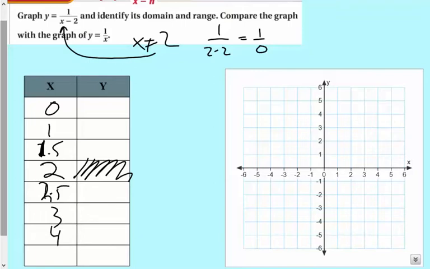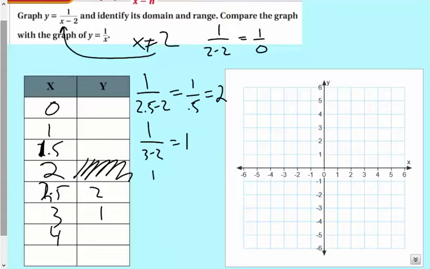Okay, let's plug in some numbers here. 1 over 2.5 minus 2 is 1 over 0.5, or 1 over half, which is 2. 1 over 3 minus 2 is 1 over 1, which is 1. 1 over 4 minus 2, which is 1 over 2, or 0.5. Okay, so we got some good values there going already. I'm going to plot those. So 2.5 comma 2, 3 comma 1, 4 comma 1/2.